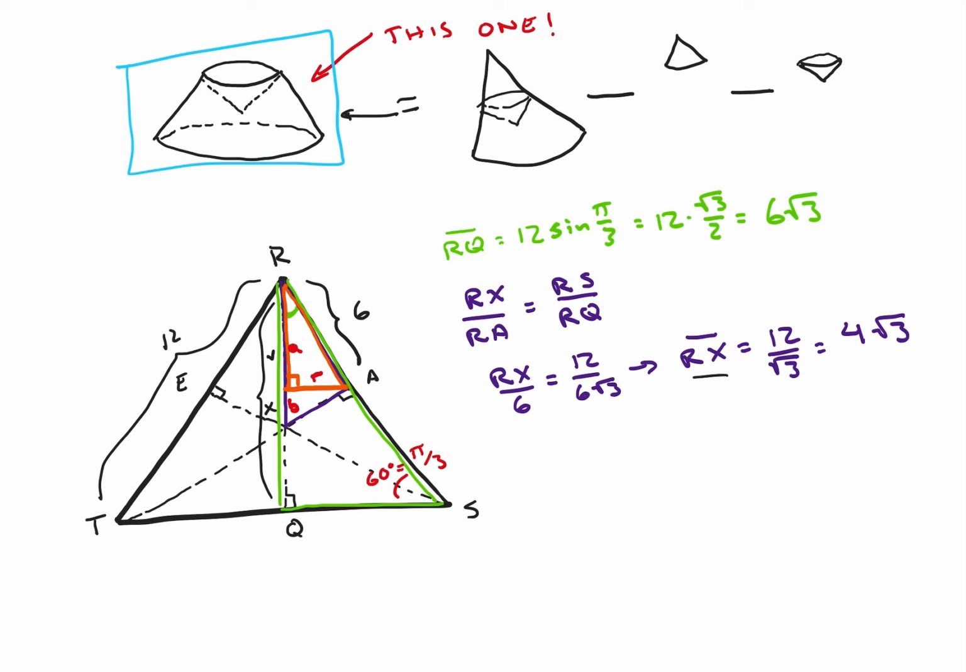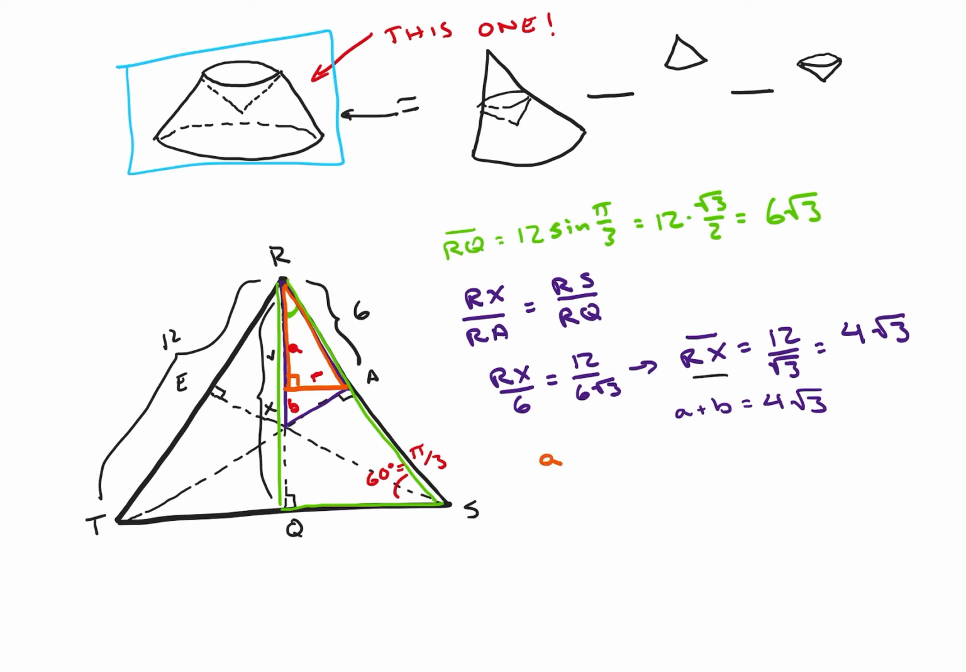Okay, so using the similar triangle, seeing that I already have Rx, I already have A plus B. So A plus B is going to be equal to 4 square root of 3. And since this orange triangle and this purple triangle are similar triangles, I can now calculate a few other things. So I can now calculate A. So let's look at these two similar triangles.